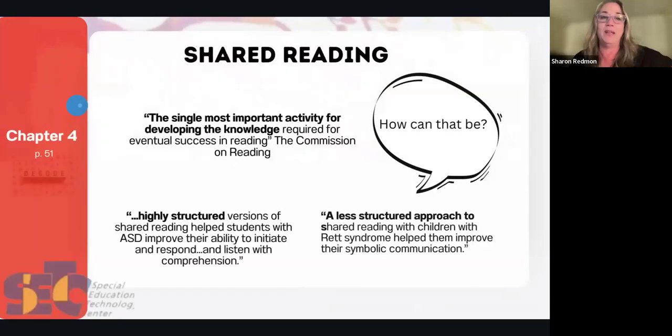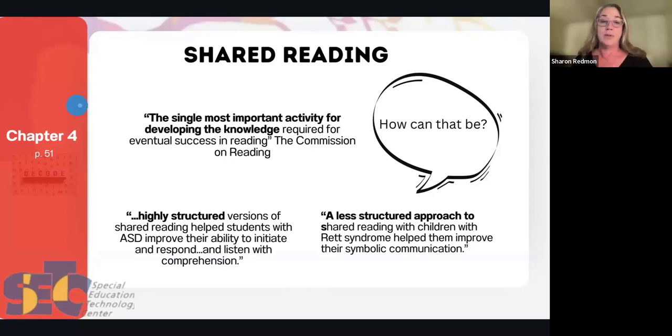So let's keep going into shared reading. I wanted to bring this out. This is on page 51. And, Heidi, you and I had talked about this earlier today because this is tricky, right? So, shared reading, we know, is the single most important activity to develop the knowledge required for success to be a successful reader.